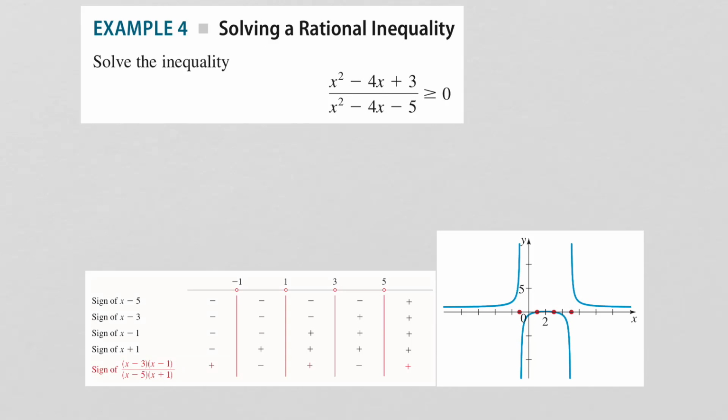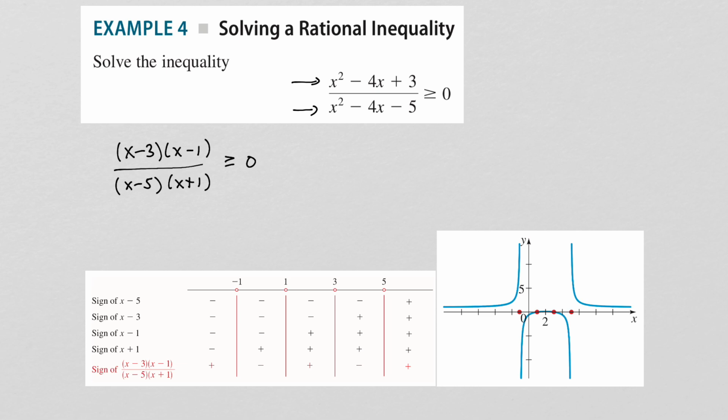So we'll go ahead and solve one more rational inequality. This one is quite a bit easier in some regard because you'll notice that we already have 0 on the right-hand side. So all I need to do here is factor each of these polynomials. So we have x minus 3 times x minus 1 for the numerator, and in the denominator we have x minus 5 times x plus 1. And again, we want to know when this is greater than or equal to 0.